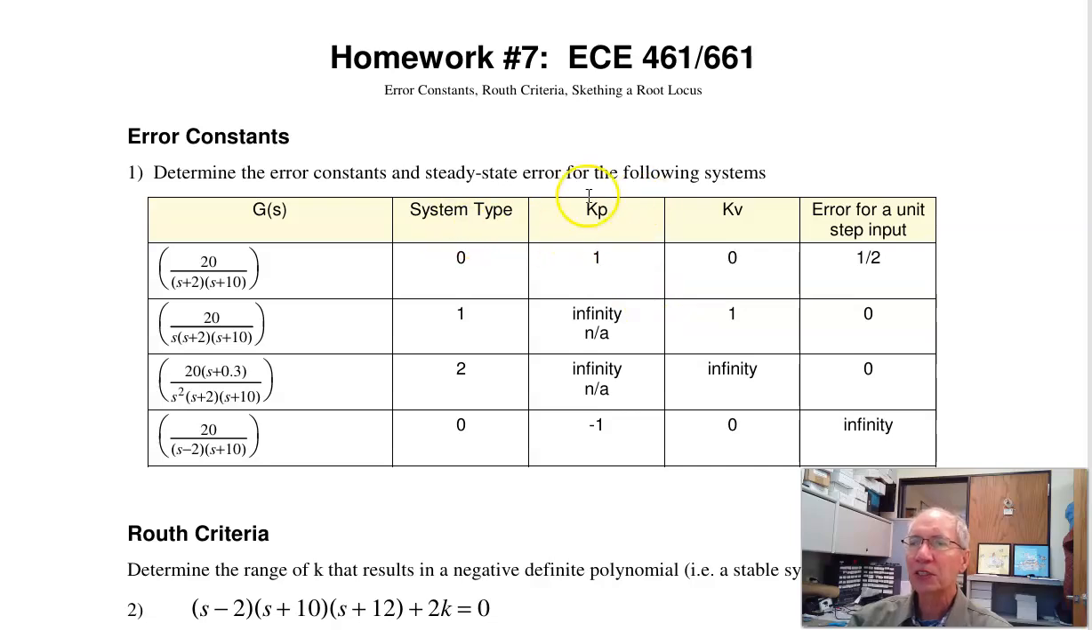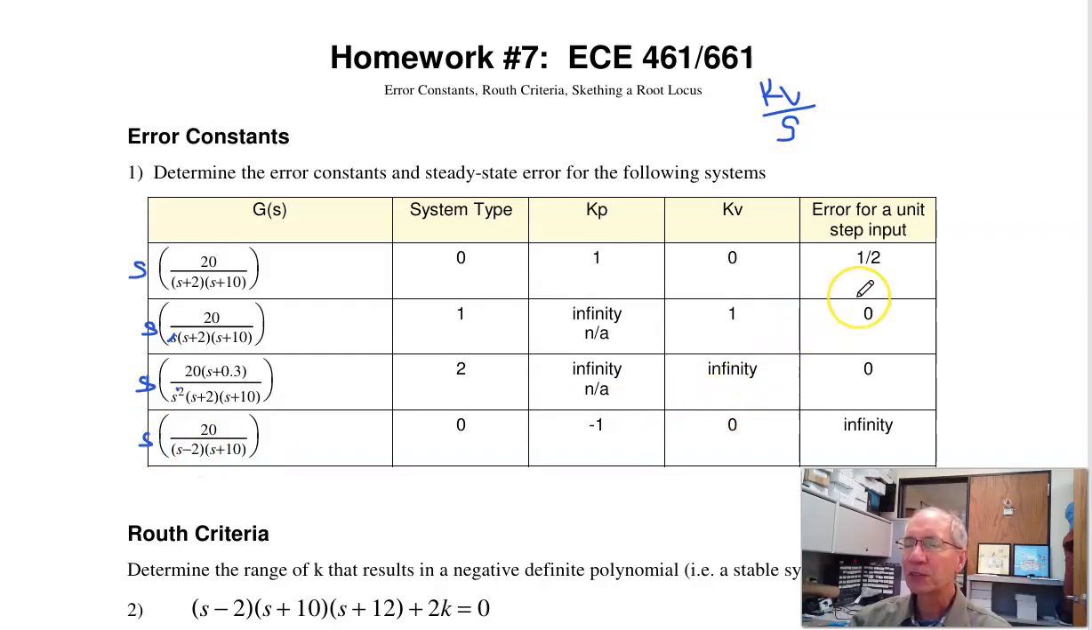Kv is, as s goes to 0, I want to approximate the system as Kv over s. It's an integrator with a gain. So one way to do that is multiply by s, let s go to 0. So multiply by s, let s go to 0, I get 0. Multiply by s, the s's cancel, and I get 1. Multiply by s, I still have a 1 over s, infinity, and 0.